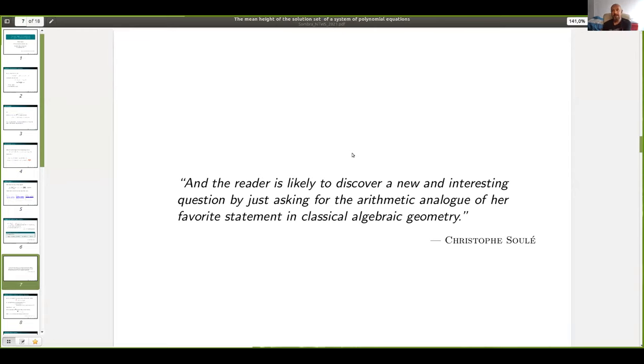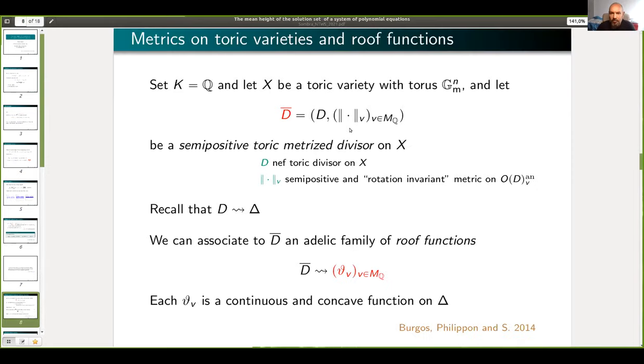So Arakelov geometry is a branch of arithmetic geometry that treats schemes over the integers with tools from p-adic analysis and complex analysis, among others, to get arithmetic analogs of theorems of classical algebraic geometry. And since one of my favorite statements in classical algebraic geometry is the Bernstein theorem, well, this is what I want to get. I want to get an arithmetic analog of that.